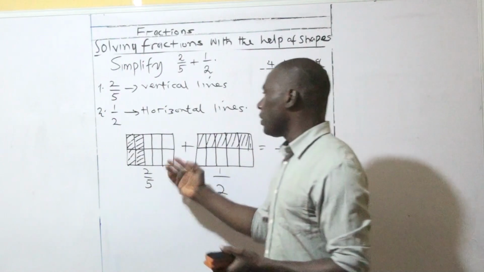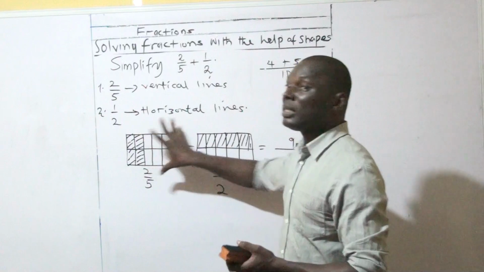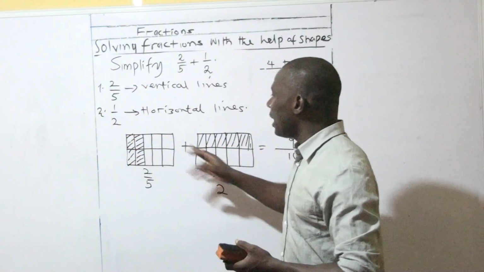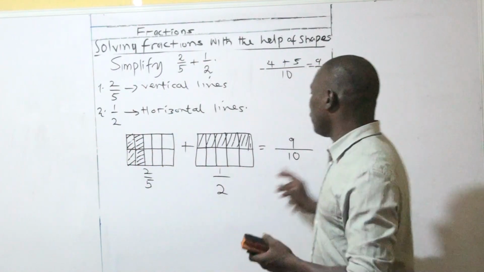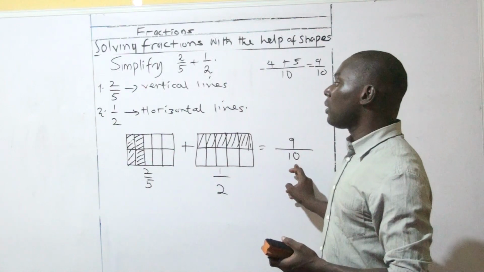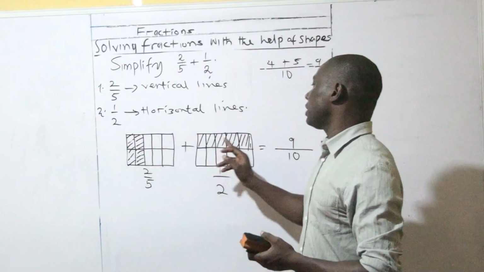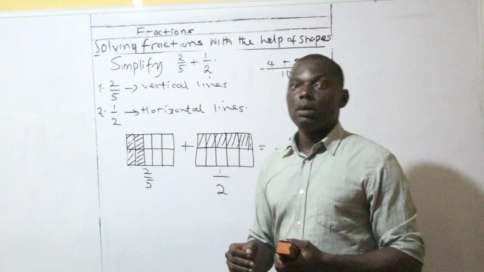For you to obtain the LCM, like I said, you just pick one of them. You don't need to count the two together, just one, because they are already the same shape. So here, you count everything, 1, 2, 3, 4, 5, 6, 7, 8, 9, 10. That gives you your denominator. Your numerator is just all the shaded portion. 1, 2, 3, 4, 5, 6, 7, 8, 9, 10. And that gives our answer.